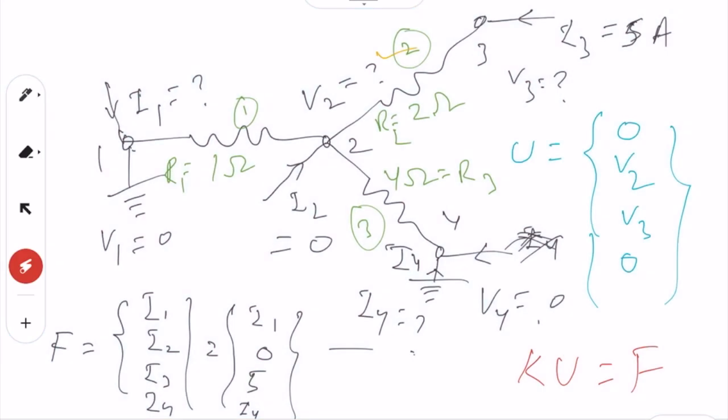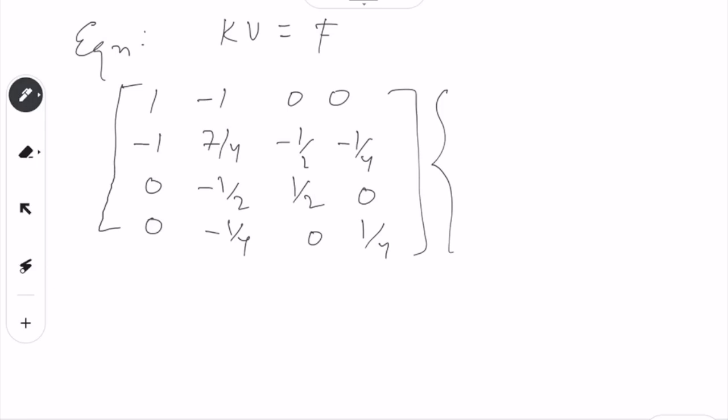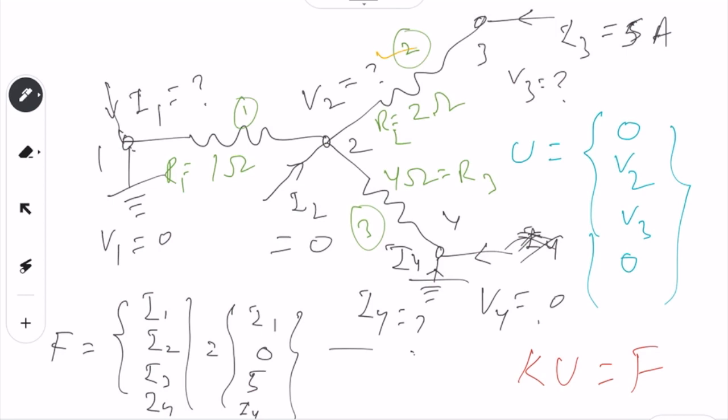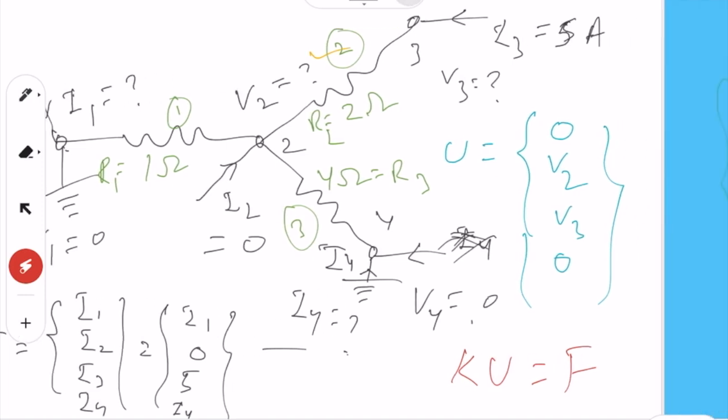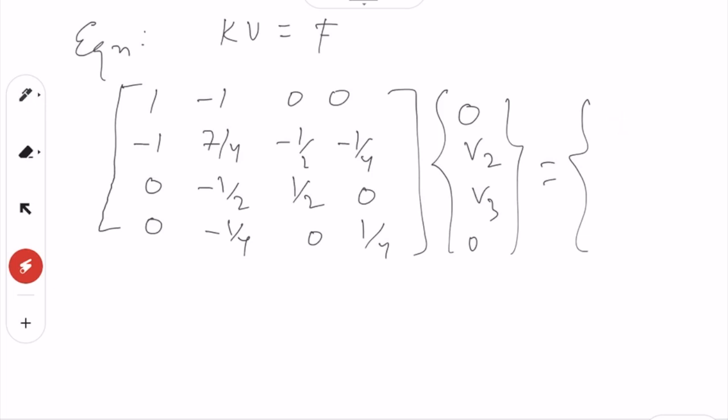So look at this, u has 0, v2, v3, 0. Let's write it: 0, v2, v3, 0 is equal to the force vector, which is I1, 0, 5, I4. Okay, this is the equation we have to solve.